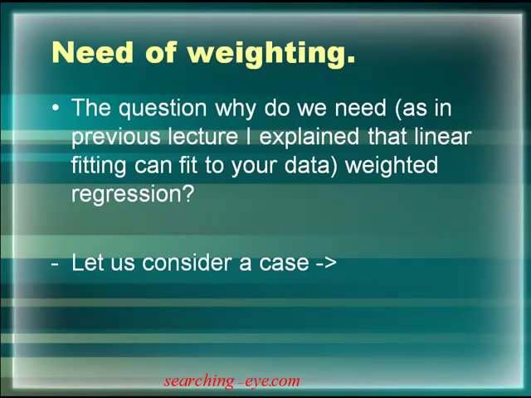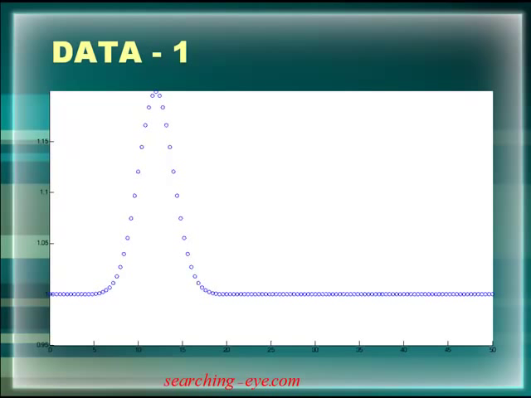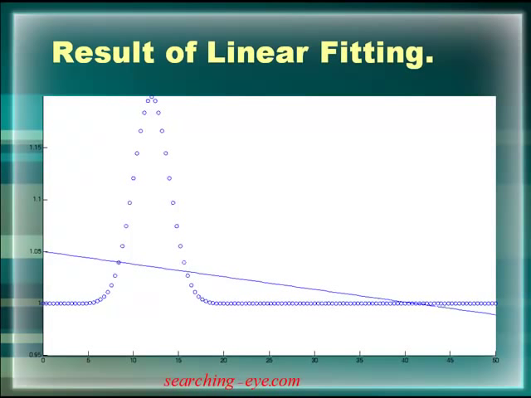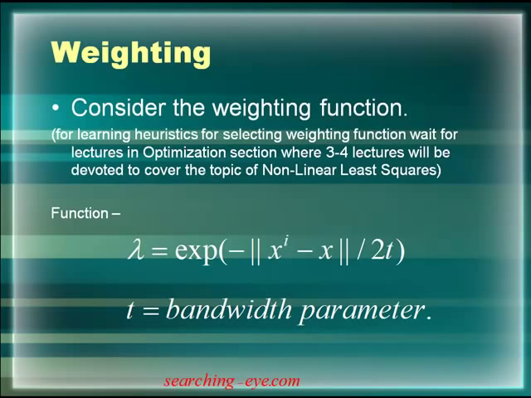So, the need for weighting. The question is, why do we need locally weighted regression? Let us consider a case. Suppose this is your data and you need to fit a curve to this data. And here is a more complex example. You need to fit your curve to both these data sets. This is the result of linear fitting to data set 1 and this is the result of linear fitting to data set 2. As you can see, these curves are not the best approximator of your data set. So what you can do is locally weight your data set.